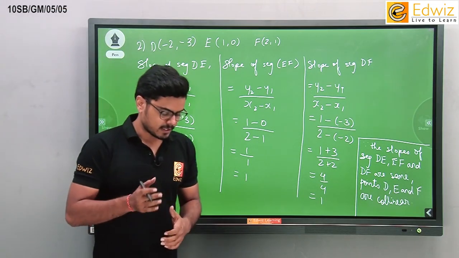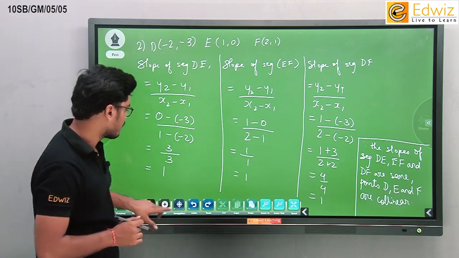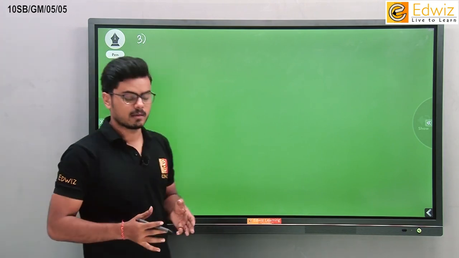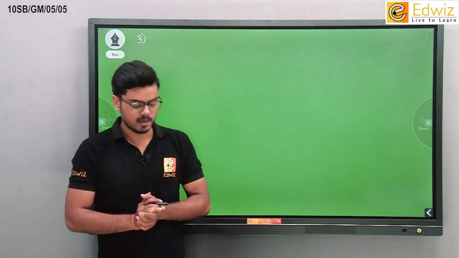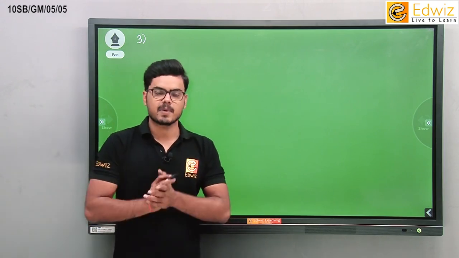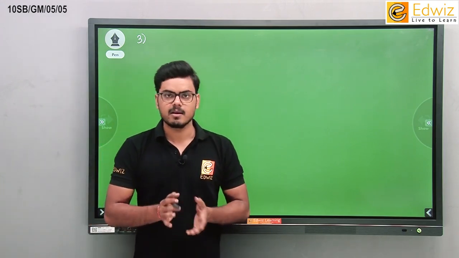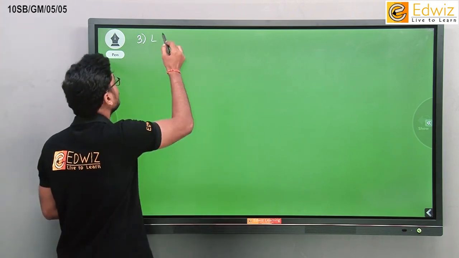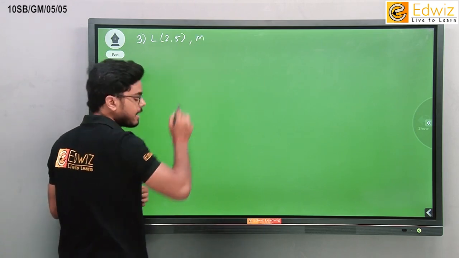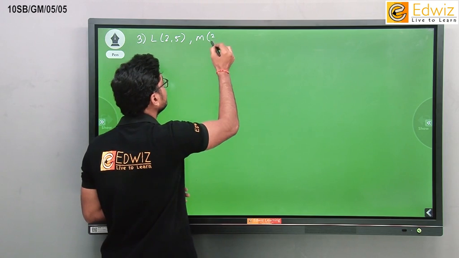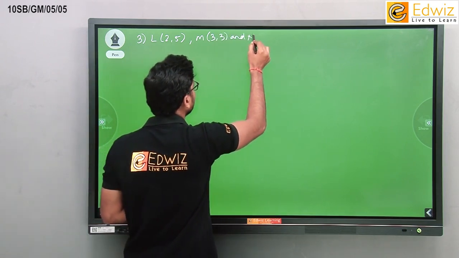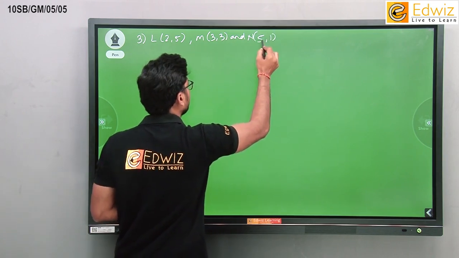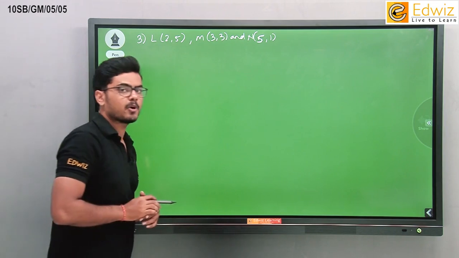Okay, now let us go to the next question. Question 3, third one. Same question but still we are solving. The remaining 3 I will leave it up to you to solve. So 4th, 5th and 6th please mark as your homework. Question 3, third one will be the last sub question that I'll be solving in this question. So this is L (2, 5), M (3, 3) and N, that is (5, 1). These are the 3 points given to you.